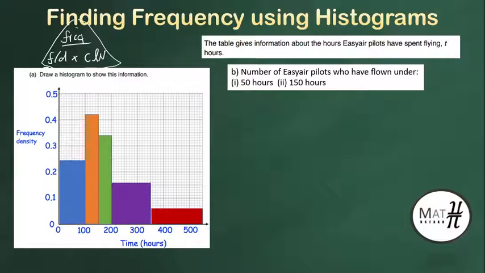So if we want to find the frequency, all we have to do is the frequency density times the class width, whatever is on the x-axis times whatever's on the y-axis. We can really find the frequency of any given number. We can find it for 75, 250. It doesn't have to be exactly where each of the bars finishes.